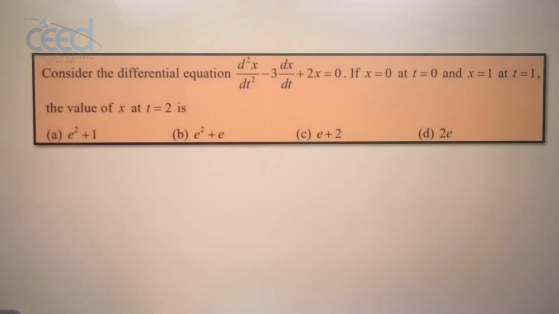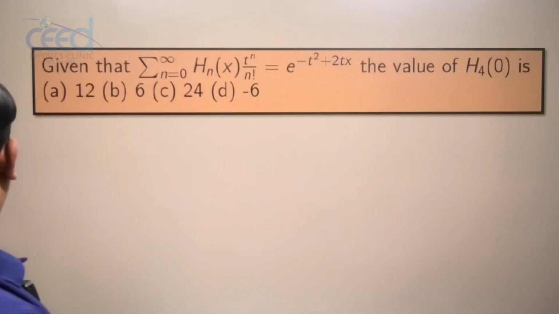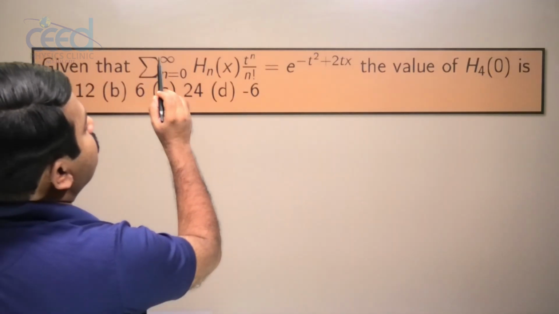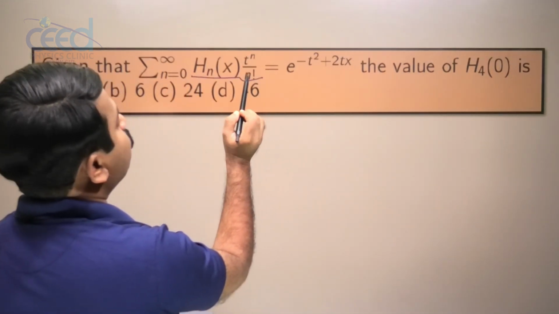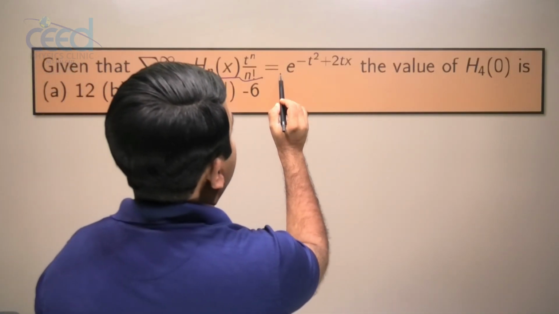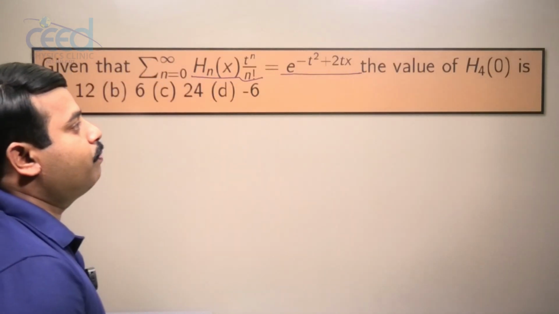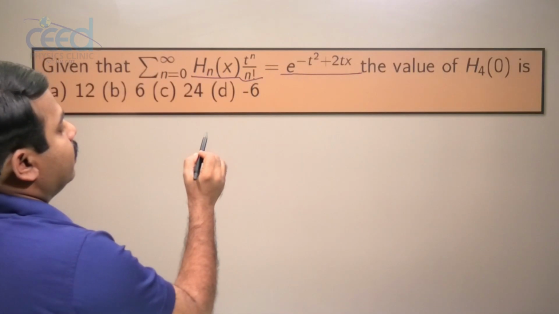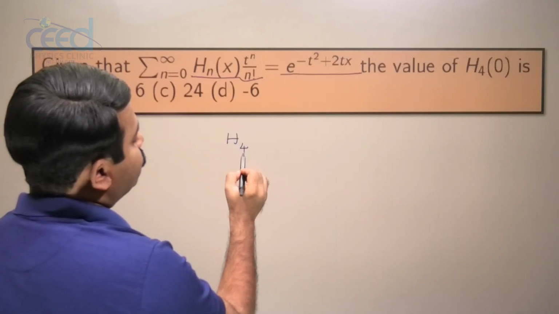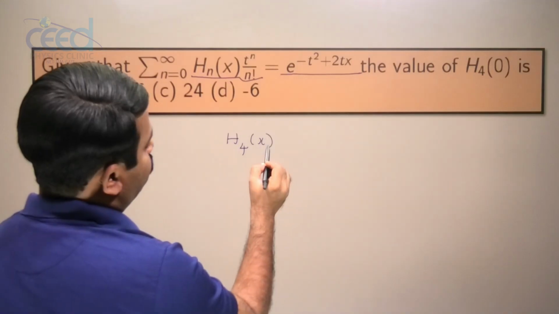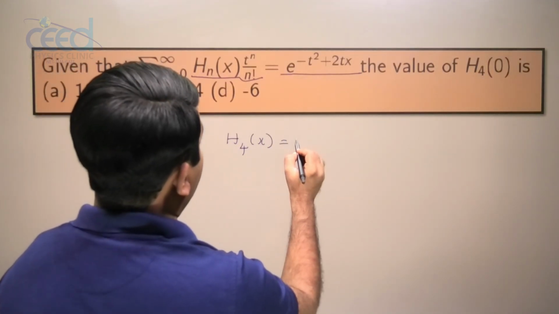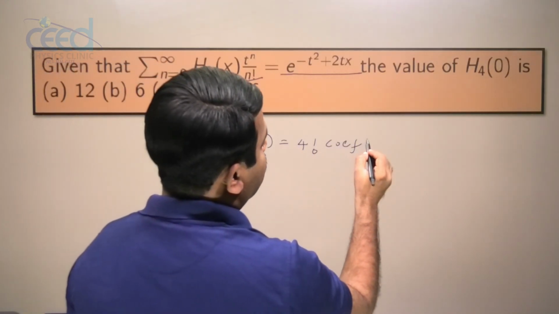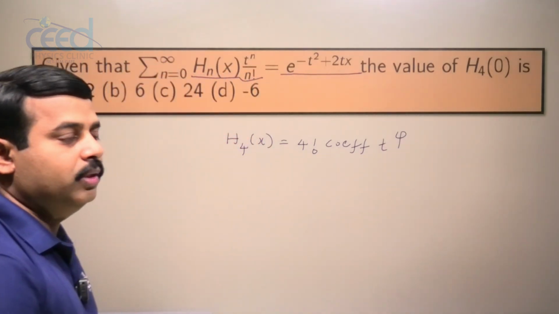Now let us go to another question. See, Hn of x, sigma n is equal to 0 to infinity Hn of x t raised to n by n factorial equals e raised to minus t square plus 2tx. The value of H4 of 0, right. See, what we studied, H4 of x is equal to n factorial, that is 4 factorial, into coefficient of t raised to 4.